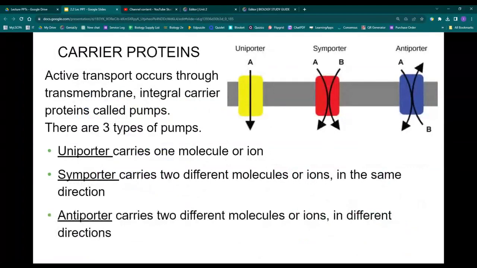Transport comes in different forms. You can have a uniporter, which is going to carry a molecule one direction. A symporter carries two different molecules in the same direction. And an antiporter carries two different molecules in opposite directions. So the sodium-potassium pump would be an example of an antiporter because we have 3 sodium leaving and 2 potassium entering at the same time.